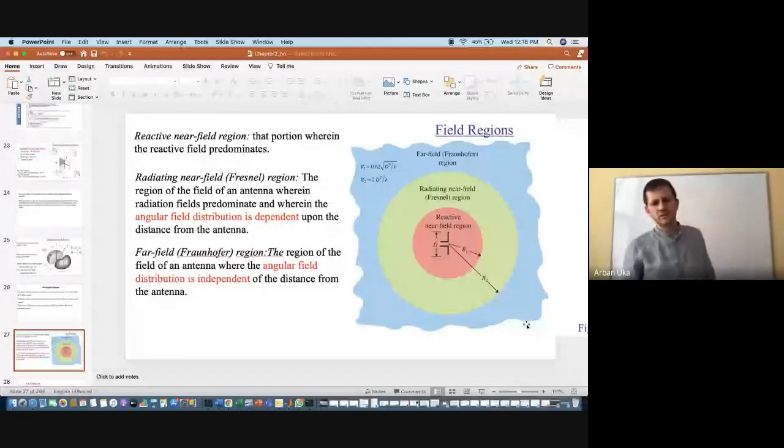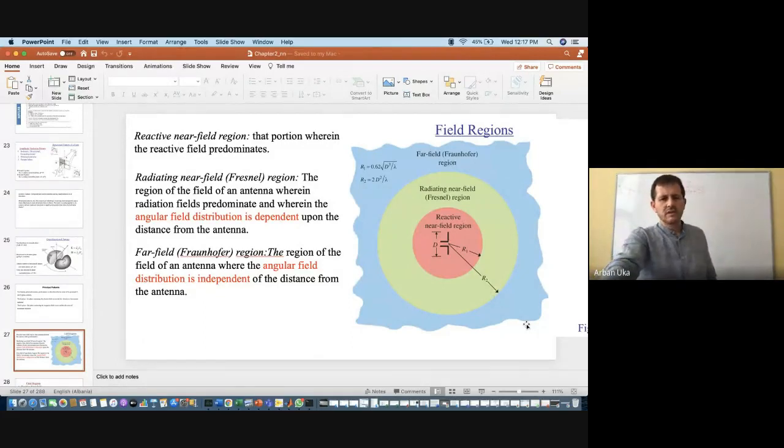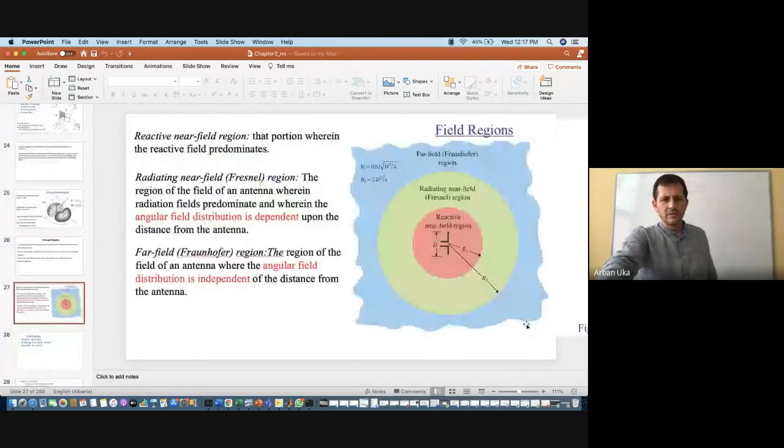Of course, even if you are in the proximity of the antenna in the reactive near field region, still there are quite some side effects that can be caused on users, let me call it this way.